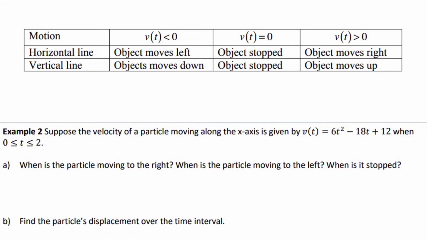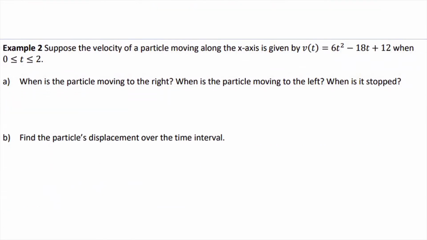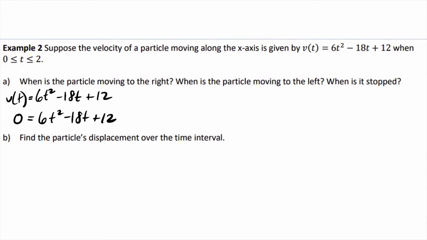So we have velocity. It's right there. So we've got to figure out when it equals 0, when it's positive, and when it's negative. Okay? So let's see. 6t squared minus 18t plus 12, that's velocity. Set it equal to 0. How do I solve that?